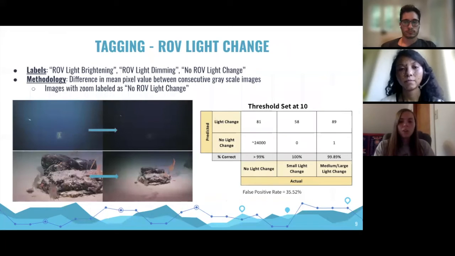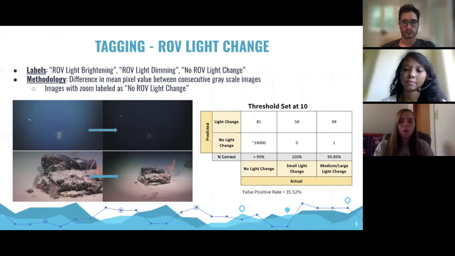We also created tags for the light on the ROV brightening or dimming, as this may indicate that the pilot is adjusting the light to look at something interesting. We labeled images as ROV light brightening, ROV light dimming, and no ROV light change. In order to do this, we calculate the difference in mean pixel value of grayscale images between consecutive images. In other words, we just calculate the difference in brightness.